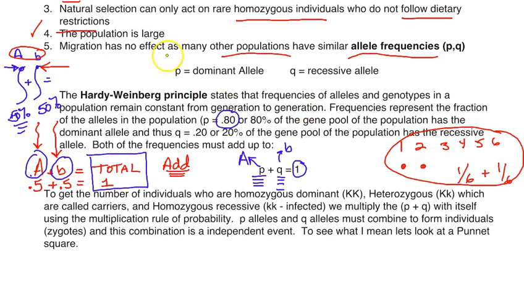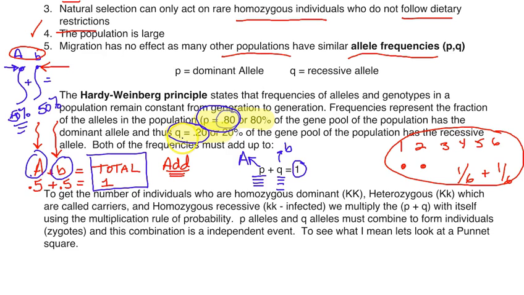Why? Because there is no evolution going on if those 5 conditions are met that we talked about. Frequencies represent the fraction of alleles in the population, and they're going to give you this, P equals 0.8, and they're going to say the recessive is 0.2. So in this case, I'm giving you that Q is 0.2 and P is 0.8.